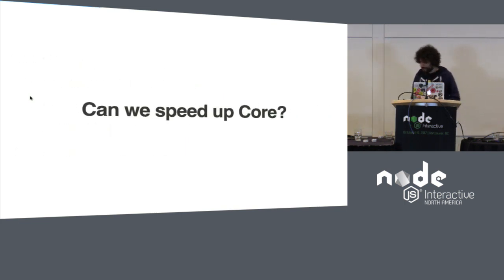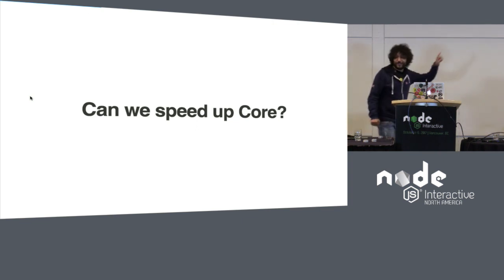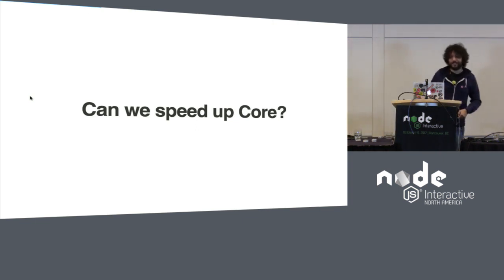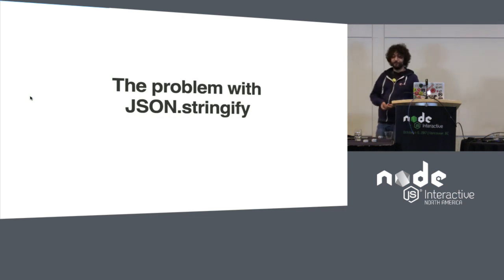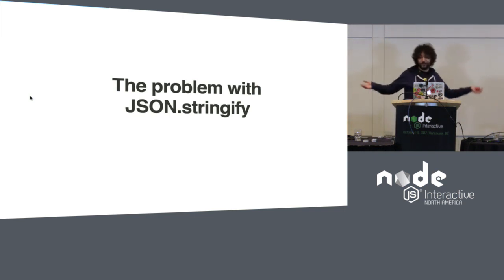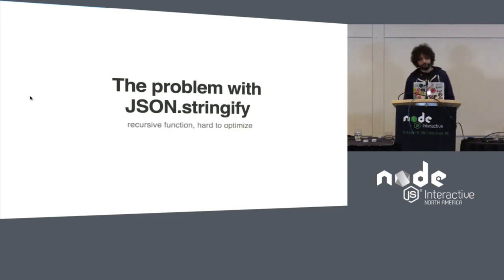So that's a question that I ask myself looking at our numbers. Can we go faster? Can we make the Node Core example faster? Where were we spending time? Well, we were spending time doing JSON stringify. That's the only thing it was doing. It was calling JSON stringify.